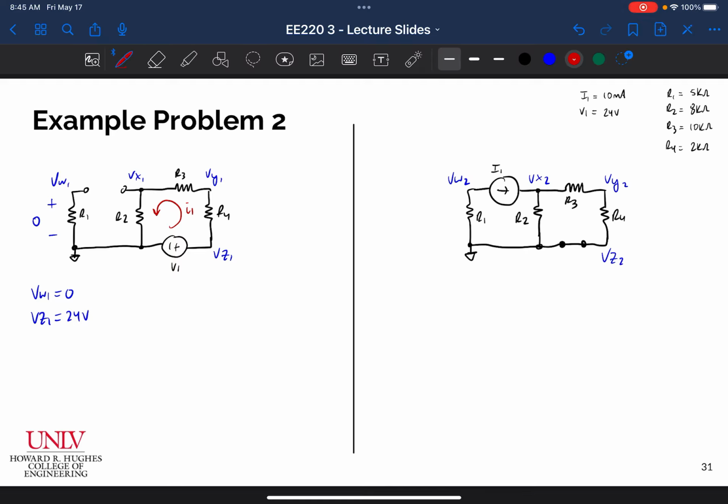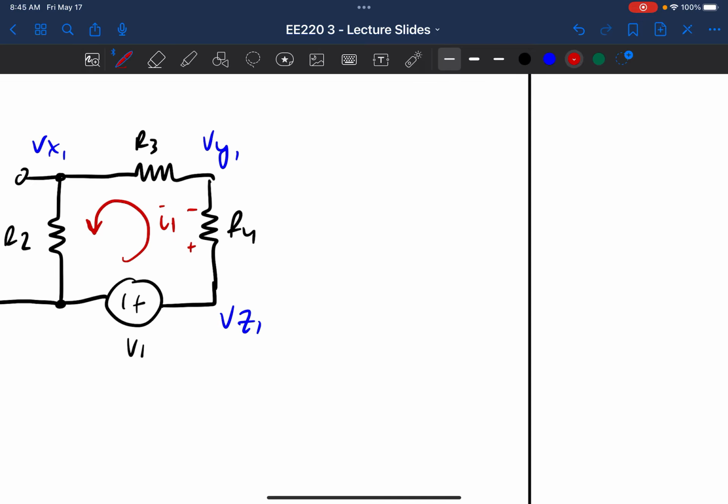But if I do just a quick KVL around, you could also solve it using a voltage divider if you wanted to, by combining any combination of these resistors and solving for the first voltage, and then solving for the current, but we'll just go for it all in one shot with KVL to get the current right off the bat. So what I'm going to do is I'll label my plus minuses across my resistors in the direction of my current.